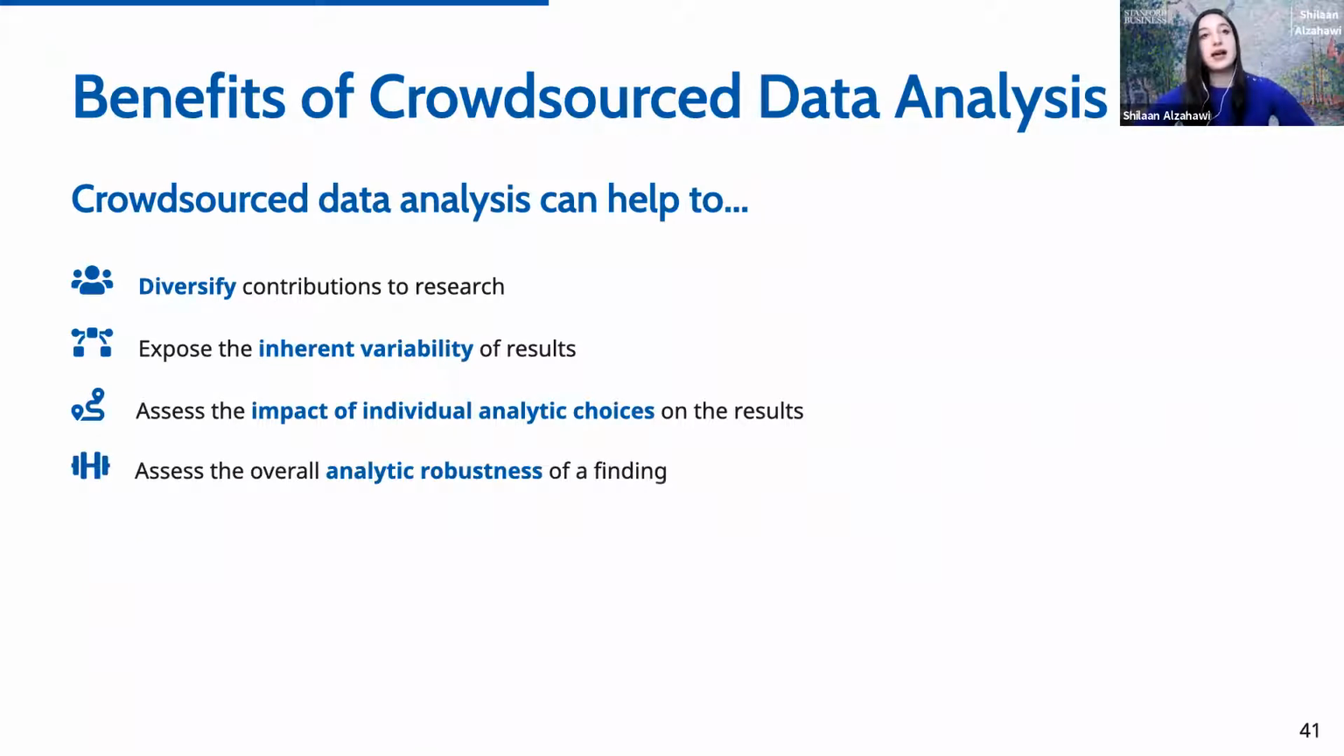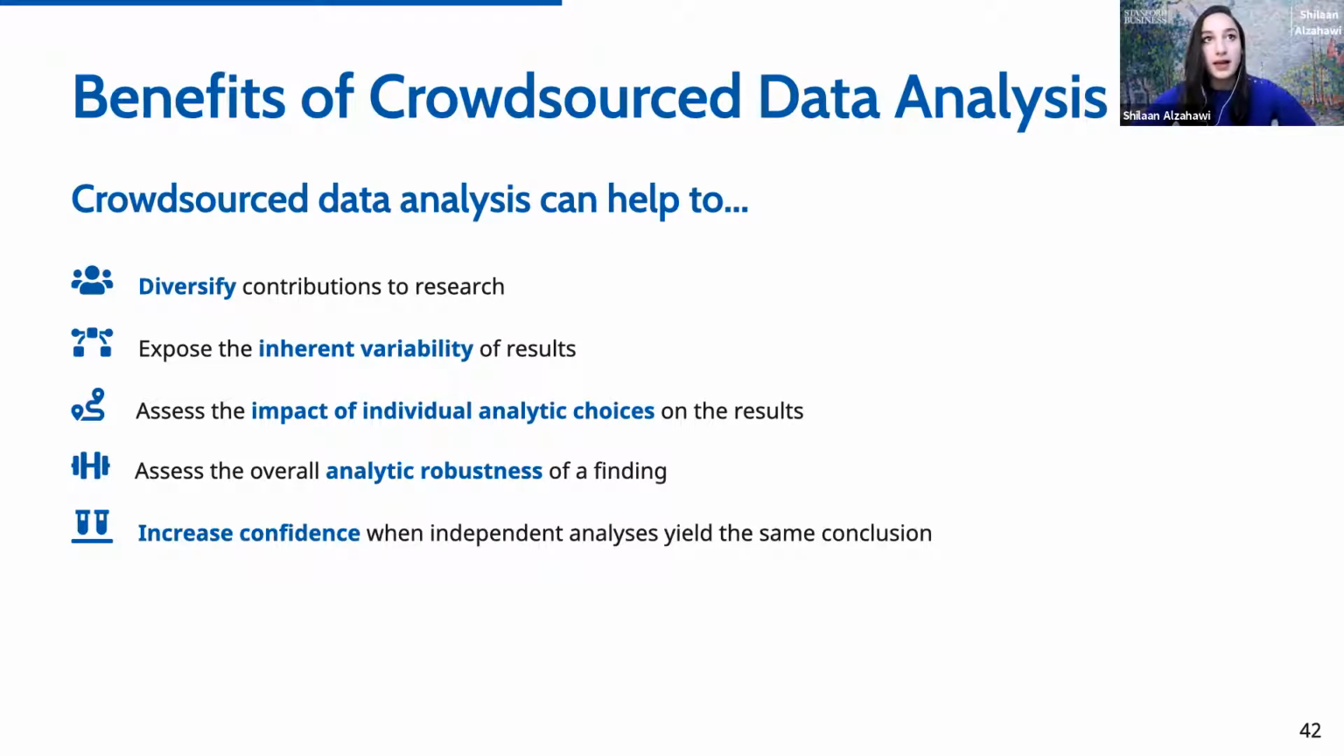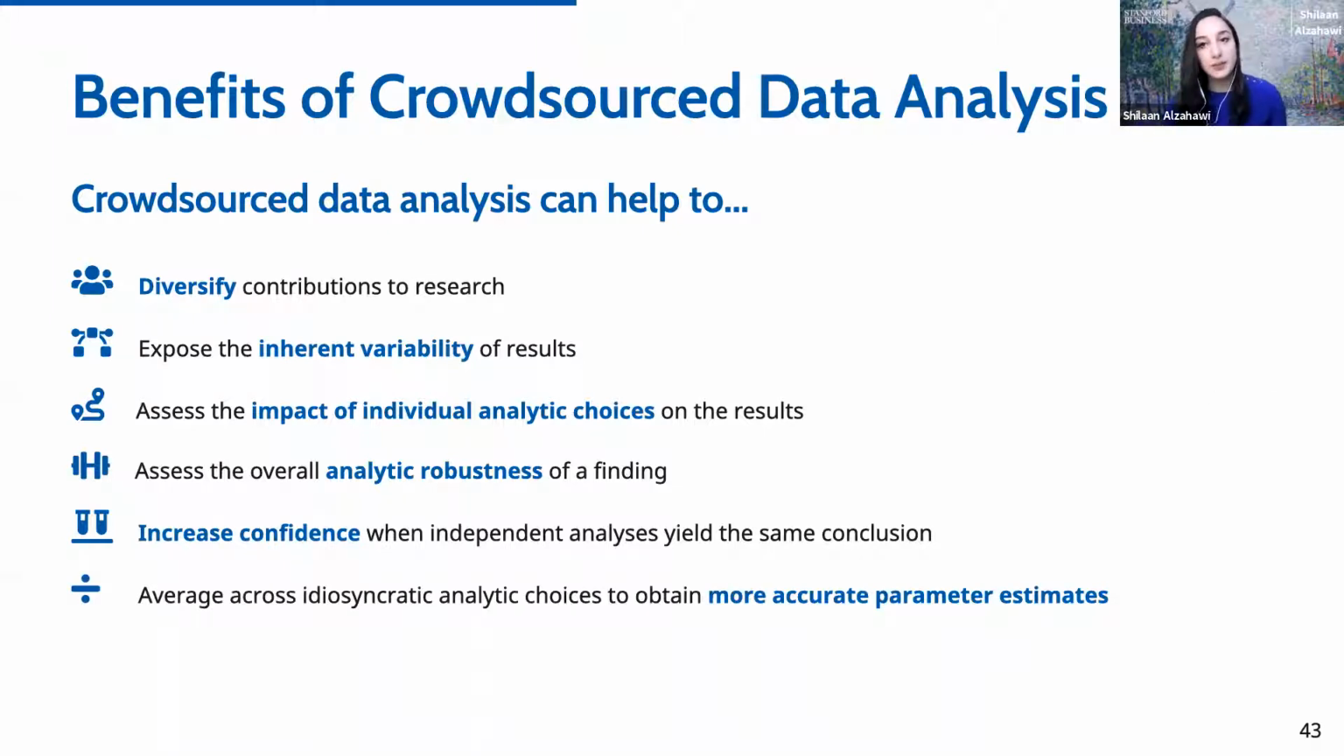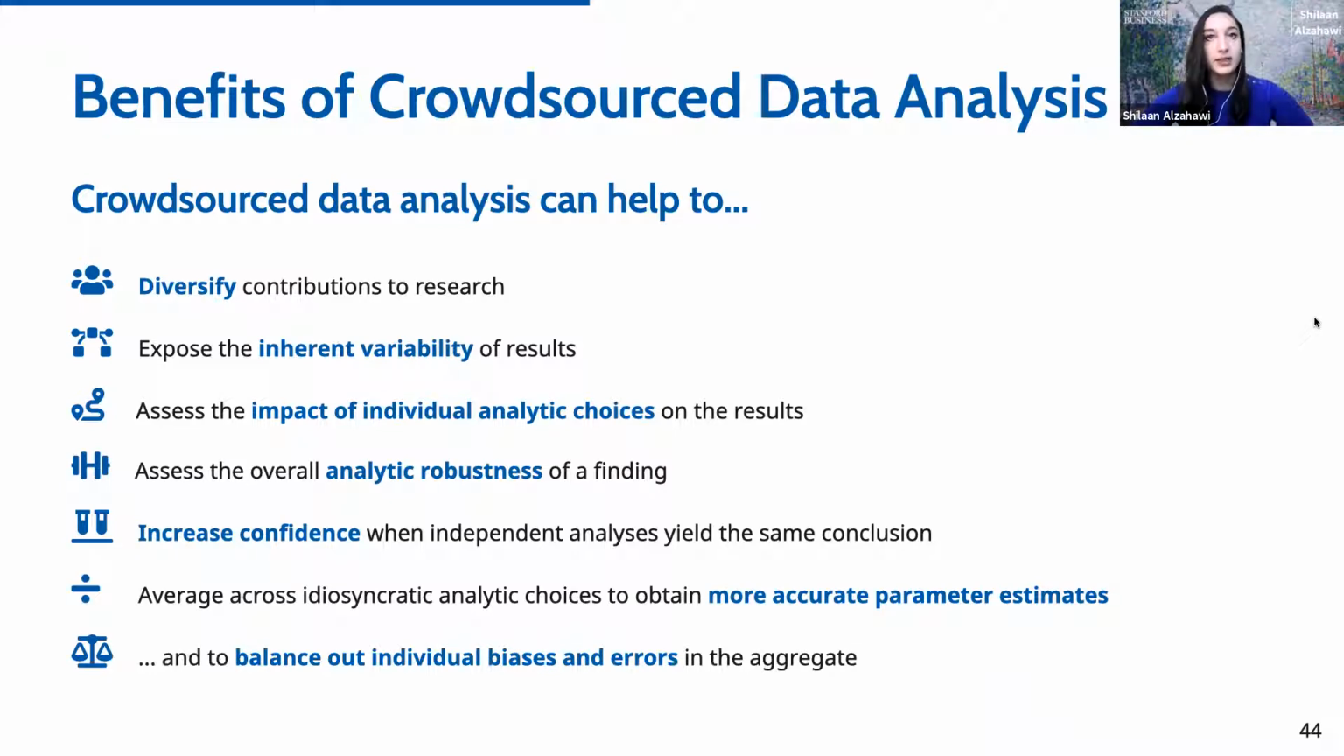Now, a fourth benefit is that the many analyst approach can help us assess the overall analytic robustness of a finding. We can assess to what extent a finding holds across many different analytic specifications. So we can ask, do the results come out consistently positive or consistently negative across all these different independent analyses? And when they do come out consistently positive or negative, then this can increase our confidence in the specific conclusion that we're drawing. Now, going back to the wisdom of the crowd phenomenon that we discussed earlier, another benefit is, of course, that we can average across all these idiosyncratic analytic choices to obtain more accurate parameter estimates and to balance out individual biases and errors in the aggregate.